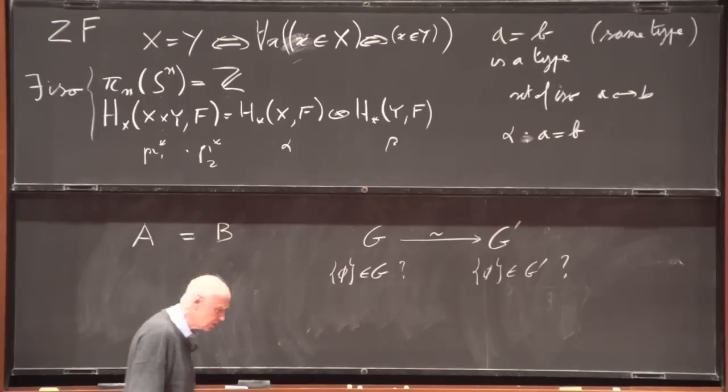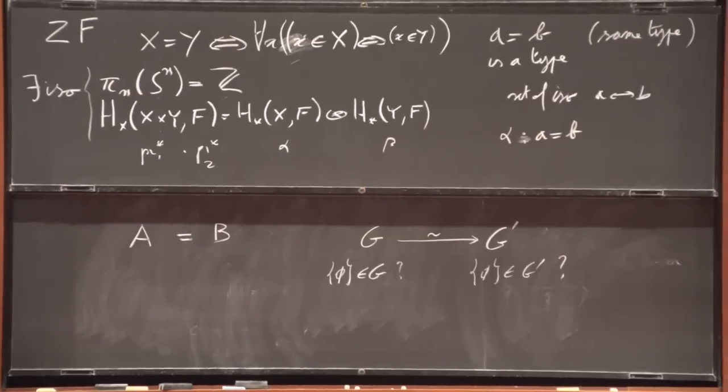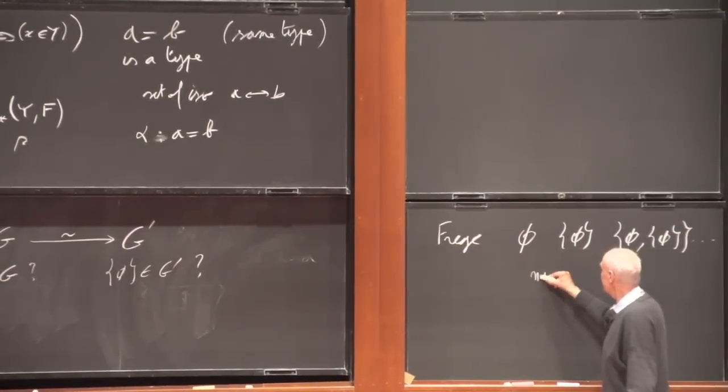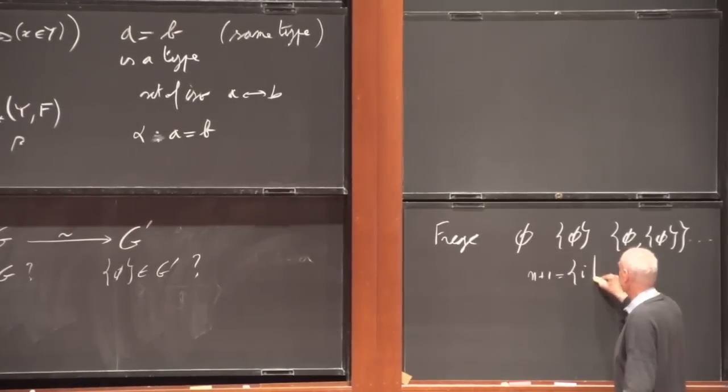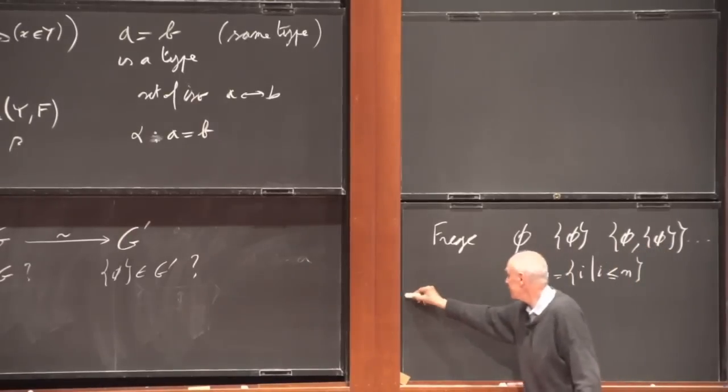restricting the language one allows oneself to use. This is something which is very familiar. For instance, consider the notion of integers, 0, 1, 2, and so on. There are a number of different definitions. If you like the definition of Frege, you have the empty set, the set reduced to the empty set, and so on, and in general, n plus 1 is equal to the set of integers smaller or equal to n. So that's one definition.